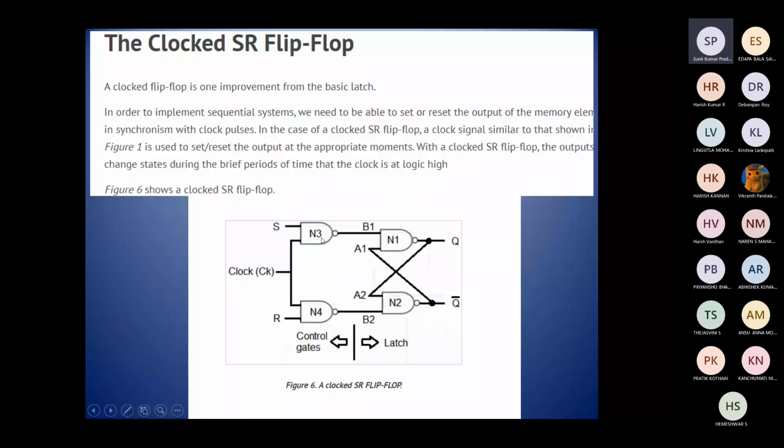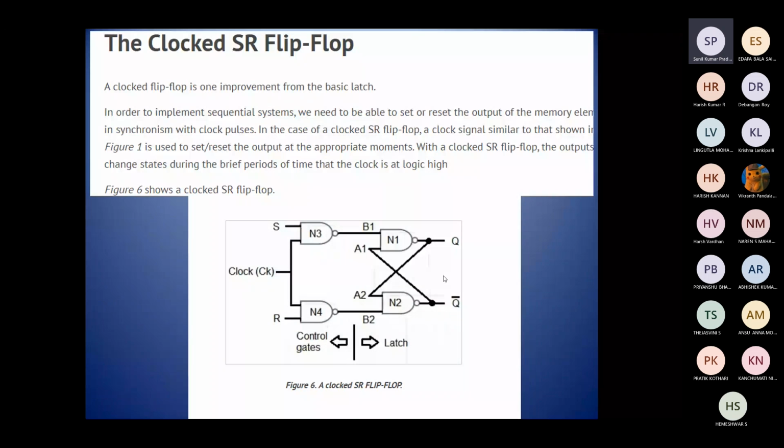Now the output from the NAND gate N3 is given to the input of another NAND gate, that is N1. Again, the output of the NAND gate N4 is given to the input of another NAND gate, that is N2.